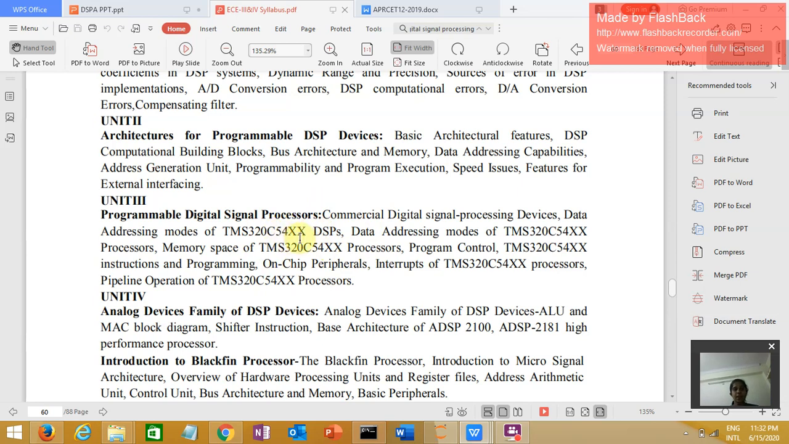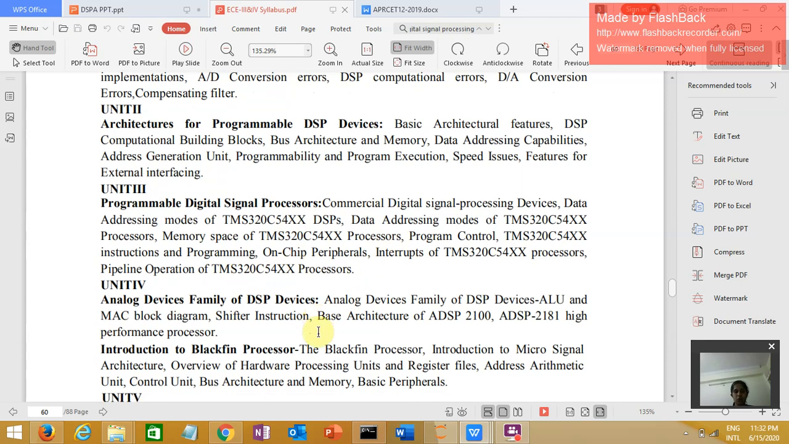They have developed this instrument, and in this unit we cover the complete addressing modes, memory space, program control, and what the interrupts and pipelining operations are on this particular TMS320C54XX DSP processor. We complete these details in unit 3.